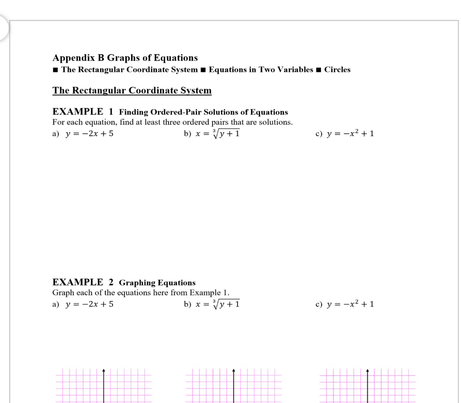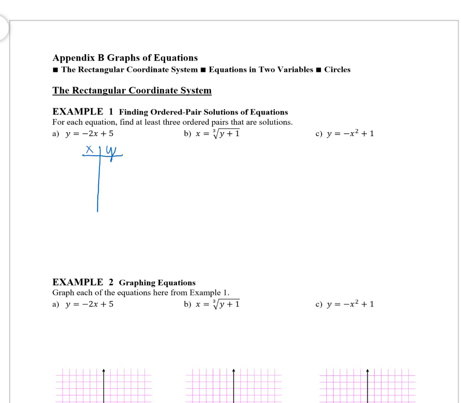This is Appendix B, page 1. In this section, we'll be graphing equations. We'll be working with the rectangular coordinate system. In example 1, we are going to first find ordered pair solutions of equations. And it says to find 3 ordered pairs, so we can have different answers.